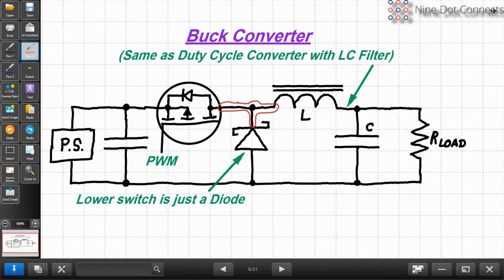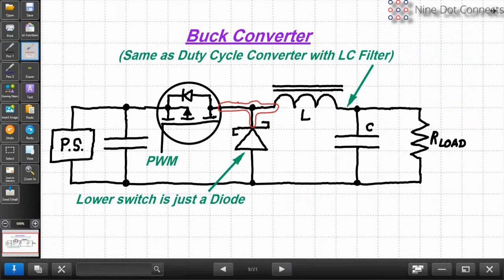So again, here's a buck converter. Same duty cycle converter, same as the thing we've been looking at. It only has two major or simpler differences. Obviously, it has the LC filter on it, and number two, the lower switch is just a diode because that's all it really needs. We could put an active rectifier in there, but it's not necessary. Also circled in red, you will see the switching node. That's between the two switching points. That's the one that has a high amount of voltage.